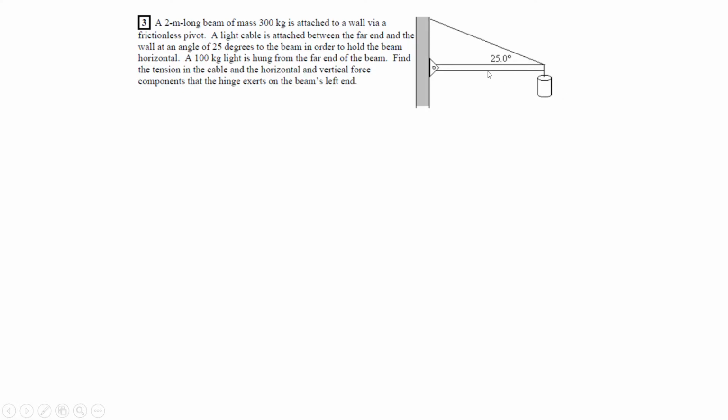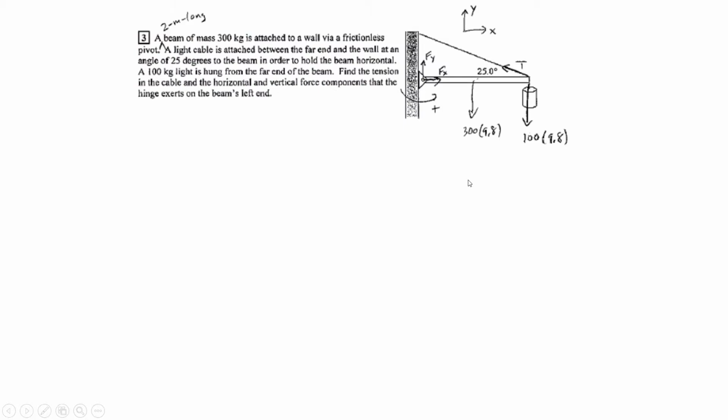We know its mass, and we know the mass of that beam. The beam has a uniform density all the way across it, so its center of mass is going to be right in the middle. All right, so let's put some unknowns into there. Here's my picture. I'm going to take counterclockwise to be the positive rotation direction.